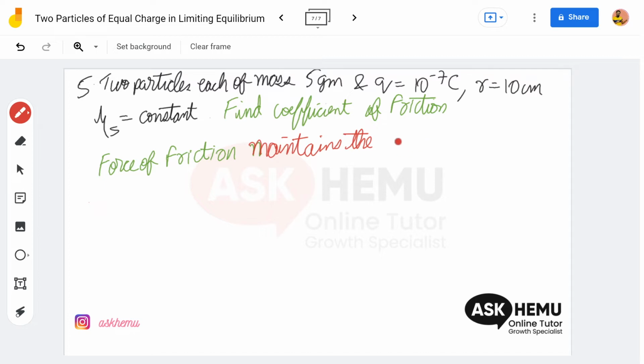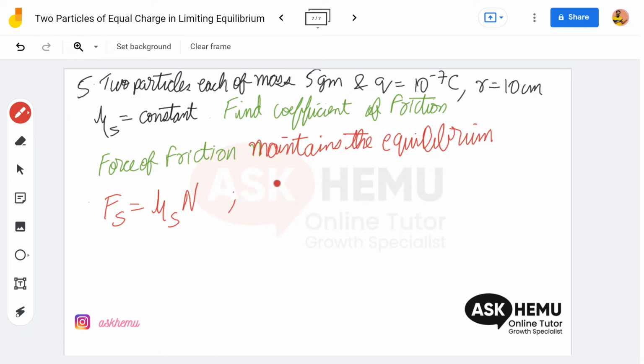We can use this value to find the coefficient of friction over here, which is the coefficient of static friction. So we all know what the coefficient of static friction is. It is very simple. Force of static friction is equal to coefficient of static friction multiplied by the normal force.